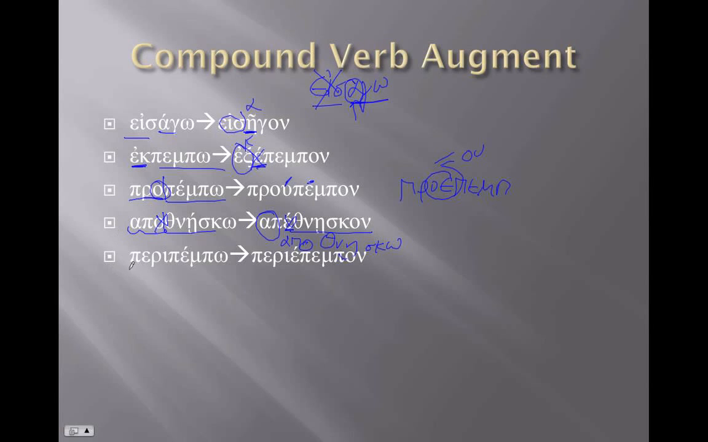The other case that you might run into is compounds with peri. It's two-syllable, but it's not omicron, it's peri. Peri is special. Peri, we're going to keep the whole prefix. So peri epempon. We're still augmenting the verb stem, but we're going to keep all of peri there.